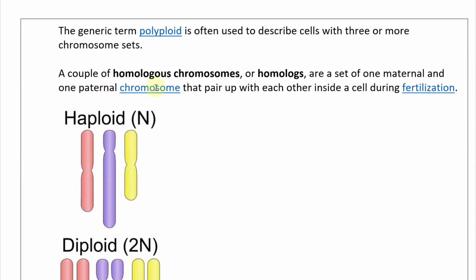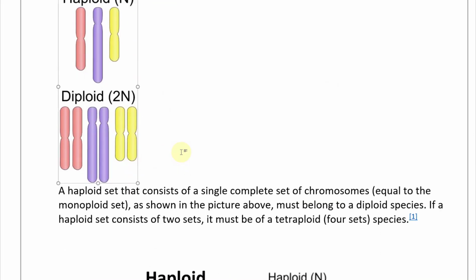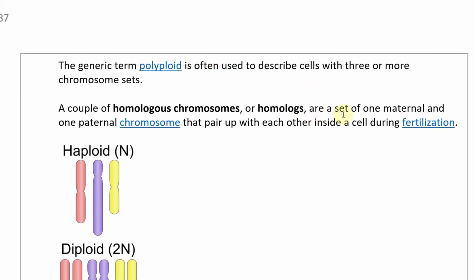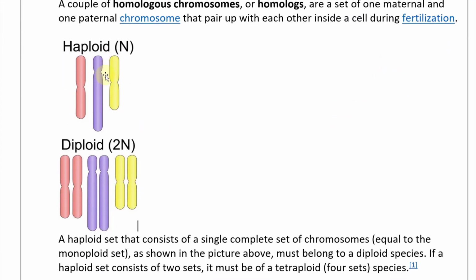So a couple of homologous chromosomes, or homologs, are a set of one maternal and one paternal chromosome that pair up with each other inside a cell during fertilization. So let's make this a bit smaller. Basically it would split these up together there. So instead of having exact copies, you're going to have one copy from the maternal and one copy from the paternal during fertilization.